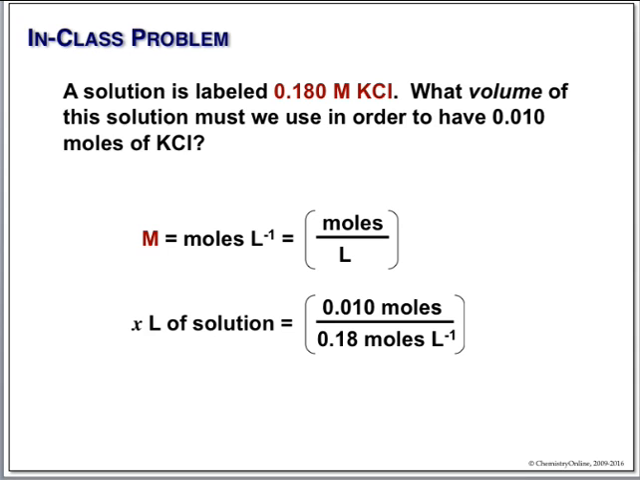When we look at this, the moles are going to cancel. Again, this is per liter in the denominator, so it's going to come up top as liters. Do our simple calculation. And this is 0.056 liters. Now, in the lab, you would use milliliters, wouldn't you? So multiply this by 1,000, and we're up to 56 milliliters. Yep, so what you would do is you would just go grab your stock solution here, pull out 56 mL, and by gosh, that's 0.01 moles. That works, doesn't it?